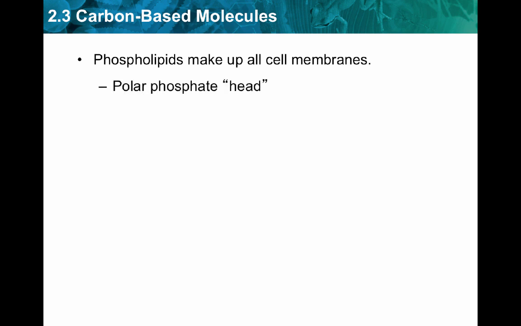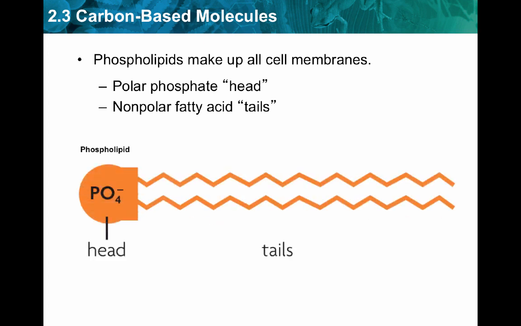I already mentioned the phospholipids. Phospholipids make up our cell membranes. They're special because they have two regions, whereas most lipids are just all insoluble in water. Phospholipids have a polar phosphate head, whereas the tails are nonpolar. So one end of it is attracted to water, and the other end is not.